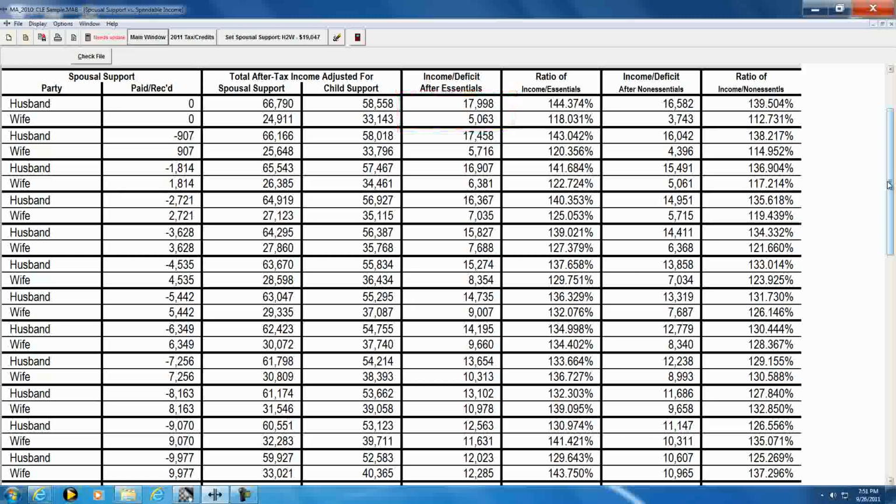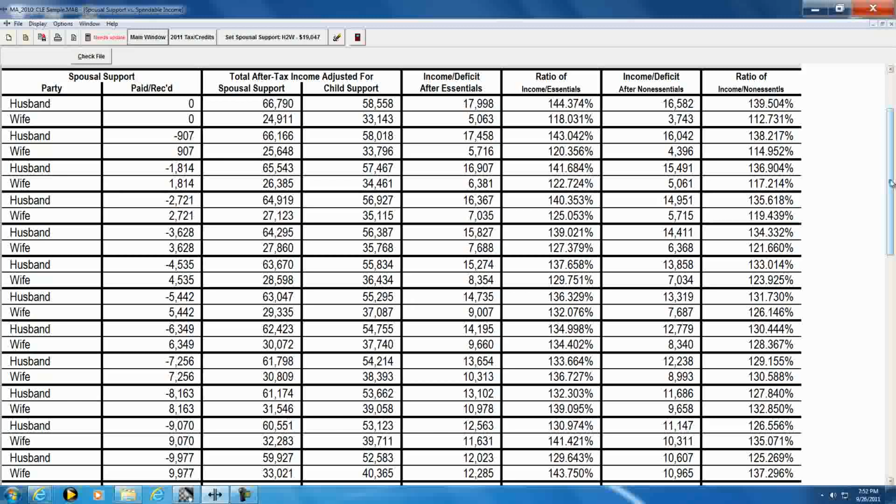As far as the percentages are concerned, what you're looking for is the point at which the percentage dips below 100%, because that means that a party's income is insufficient to meet their expenses. The last two columns duplicate the same information, comparing essential and non-essential living expenses.